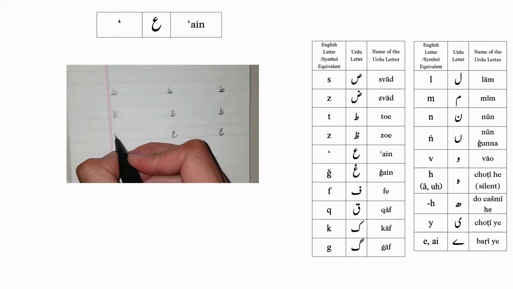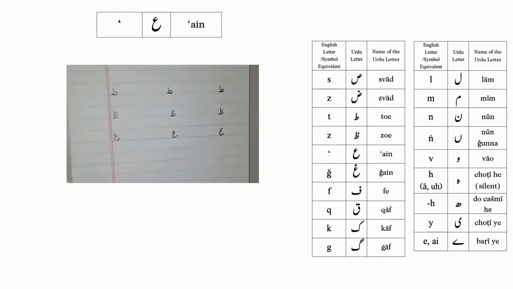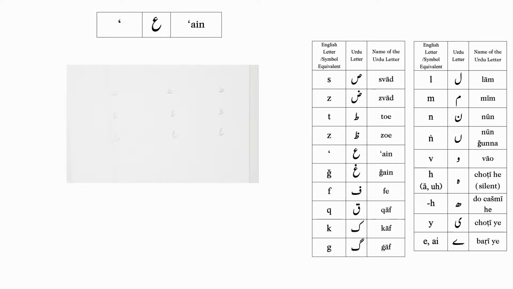So in Urdu, words that begin with ain are pronounced as if they began with alif. So you'll also have to train yourself to distinguish the difference. Here we're representing ain with an apostrophe. So our first word beginning with ain is ilm.